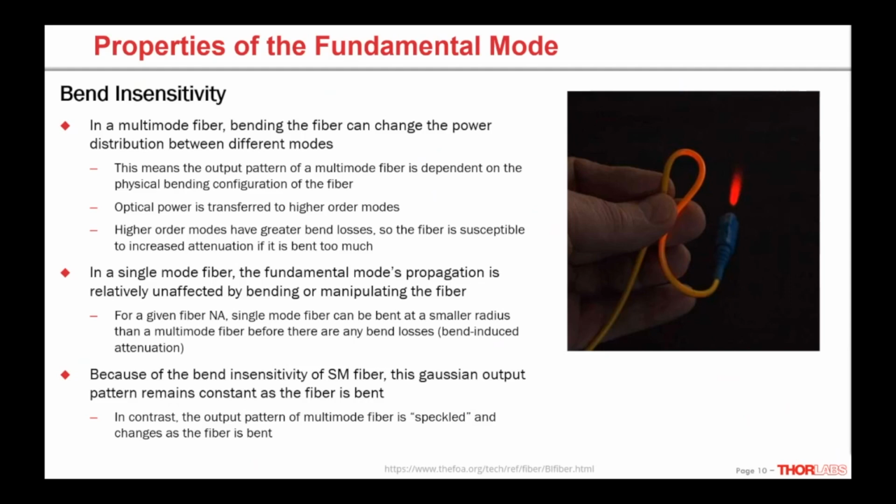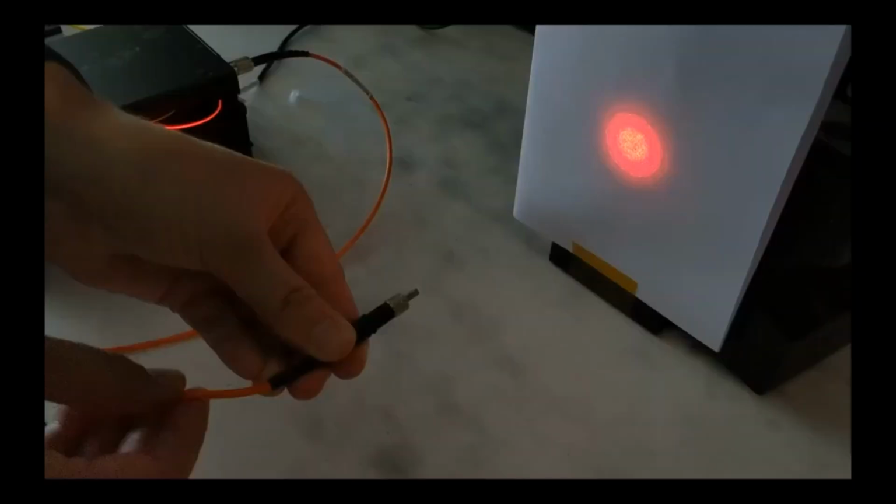So we see, first of all, no change in the output pattern as we bend the single mode fiber. And we also see that at a given NA, or a given light guiding strength, let's call it, the single mode fiber is going to be less sensitive to bending or bend-induced attenuation compared to the multimode fiber, in addition to retaining that constant output profile. So to illustrate this, we took some movies in the lab here at Thorlabs.